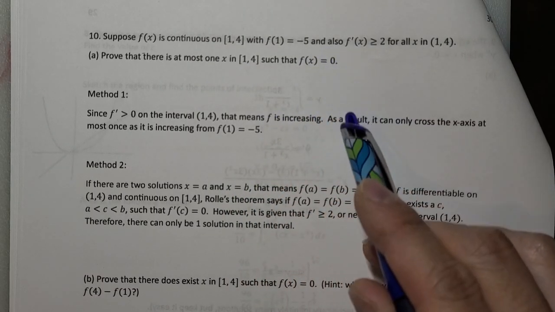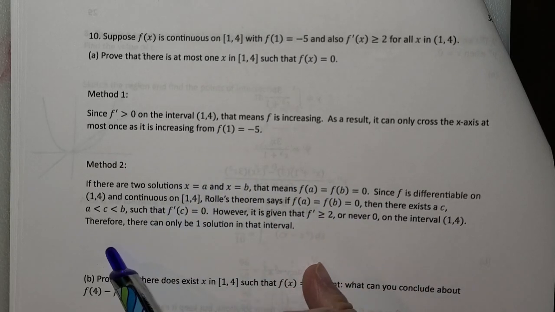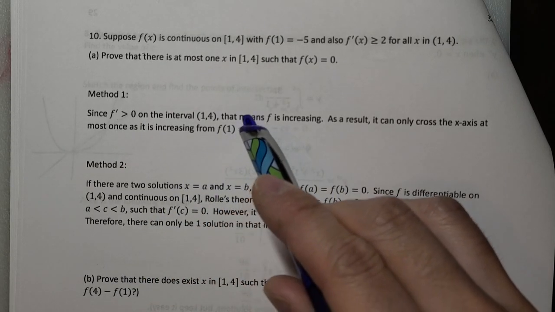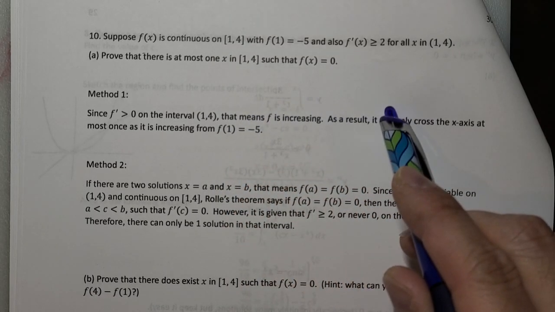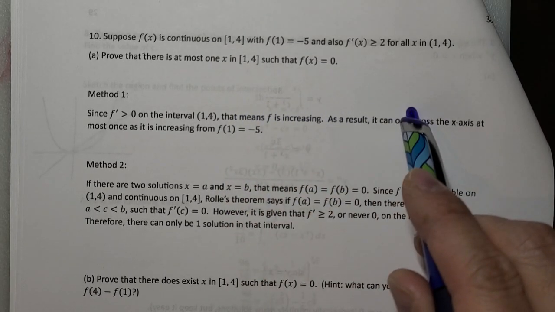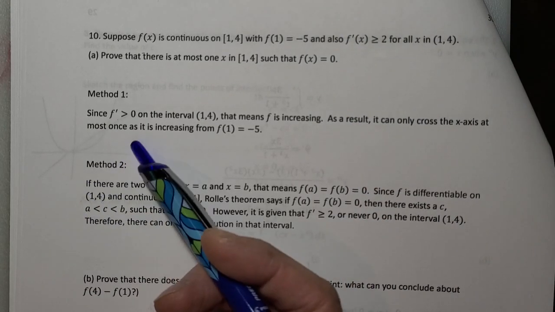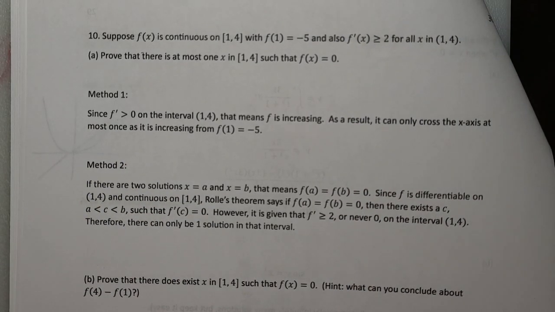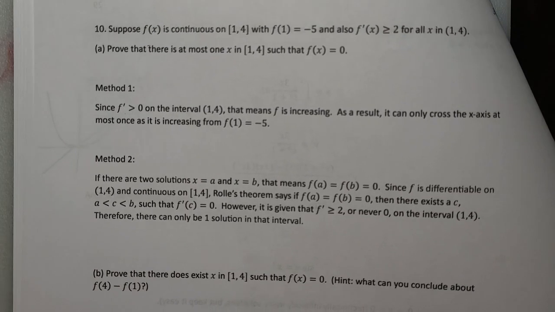In order for it to cross again, it has to decrease. Or if it's going to rise up to 0, from minus 5 to 0, and it stays flat, the derivative is 0 then, if it's flat, right? But it says it's positive. So it could only cross once. That's what I'm trying to say in method 1. So that's a simple explanation, hopefully.